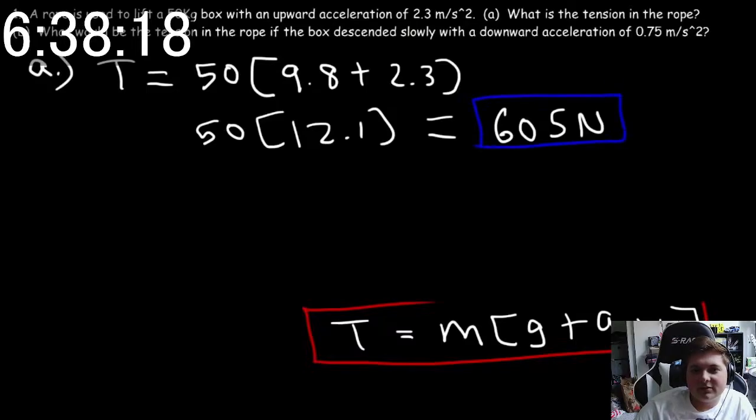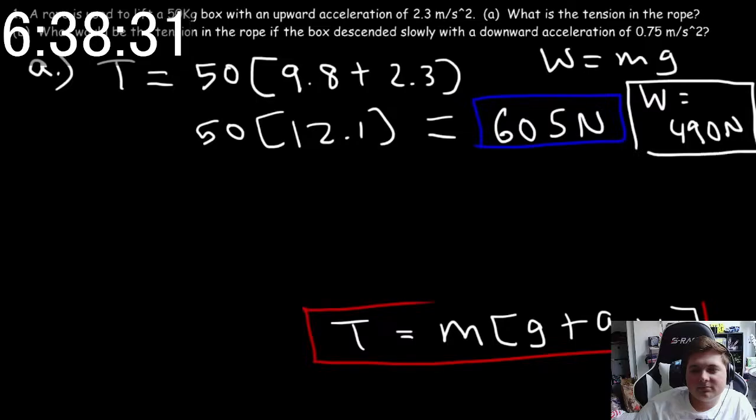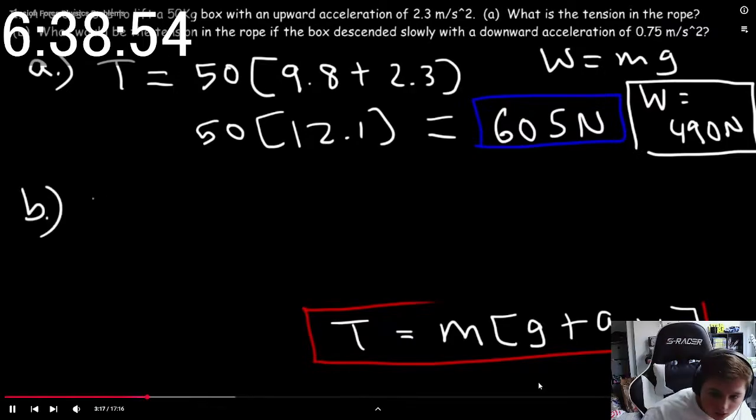Now, if you want to compare it to the weight force, the weight force is mg. So that's going to be 50 times 9.8, which is 490. So notice that when the rope is used to lift up the object with an upward acceleration, the tension force is greater than the weight force. But now, what if the rope is being used to allow the box to slowly descend? Intuitively, we know that the tension force should be less than the weight force if the box is descending with a downward acceleration. So let's get the answer for part B.